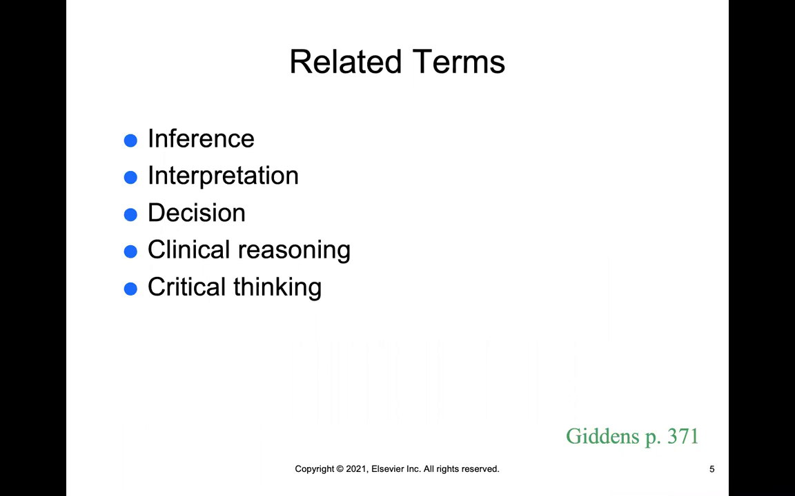Now, there are some different terms here in our chapter: inference, interpretation, decision, clinical reasoning, and critical thinking. So let's unpack those together. Inference means drawing a conclusion about something. Interpretation and inference are kind of the same idea. Interpretation means finding meaning in the information you're given and making a decision. Clinical reasoning is the thinking process that gets us to the point of making a clinical judgment. Critical thinking is something that we do in nursing, but it extends beyond nursing, while clinical judgment is specific to the healthcare setting.